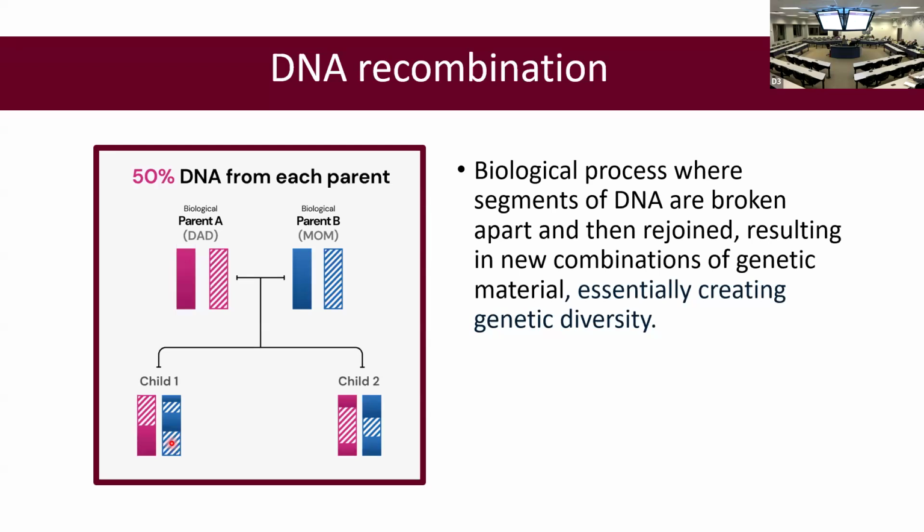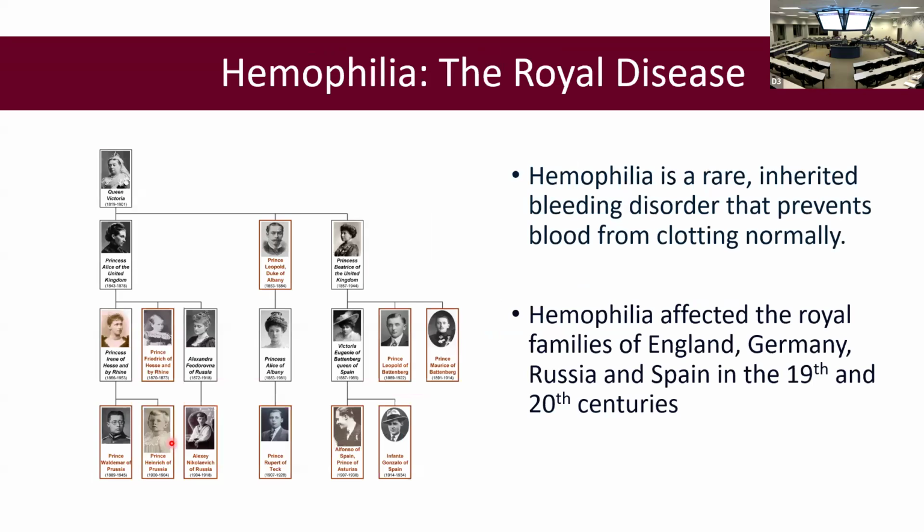So this recombination is a biological process where segments of DNA are broken apart and then rejoined, resulting in new combinations of genetic material, essentially creating genetic diversity. That is essential, because history taught us that when we don't have those recombinations and when we try to become as pure as possible, we tend to have problems.